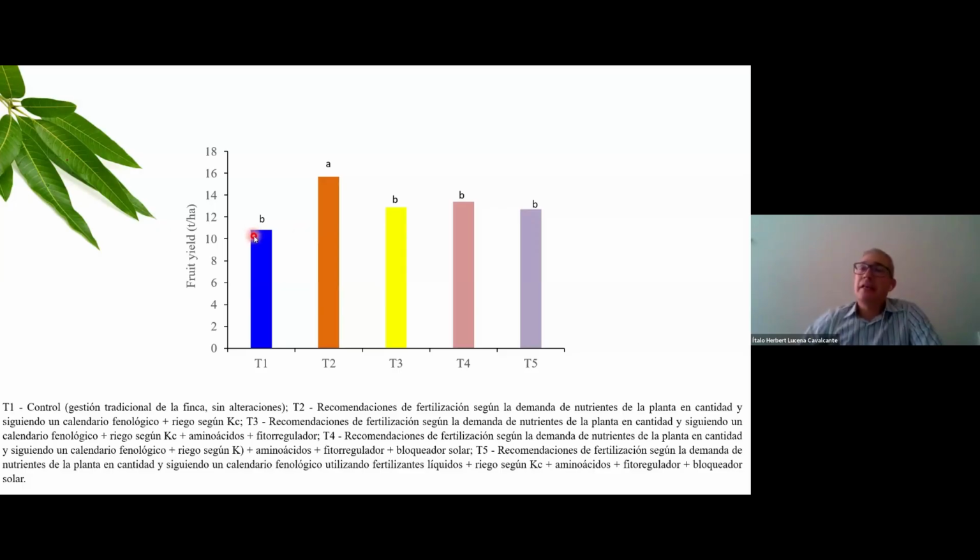Fruit yield on the farm was here in blue. This was the productivity or fruit yield for T2. It was a significant increase. The others also were higher, but slightly less than T2. So the productivity or yield for T2 increased significantly compared to the rest.